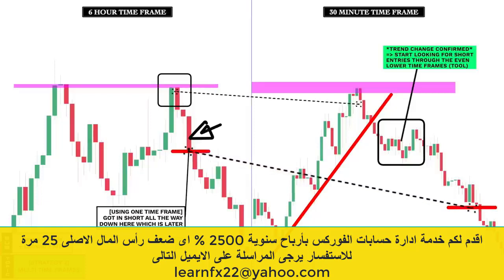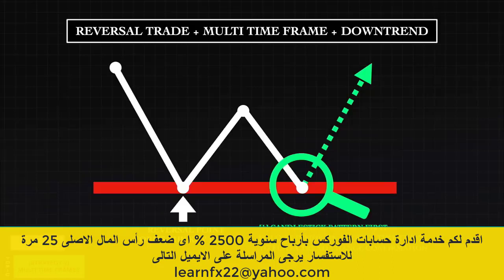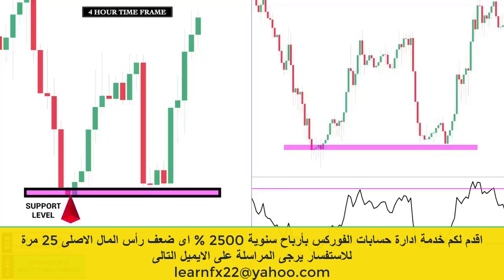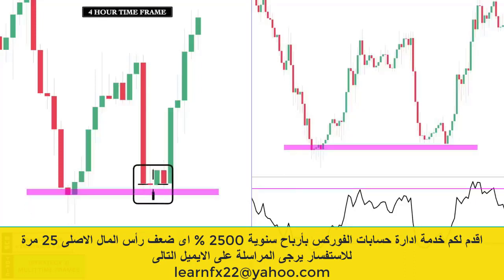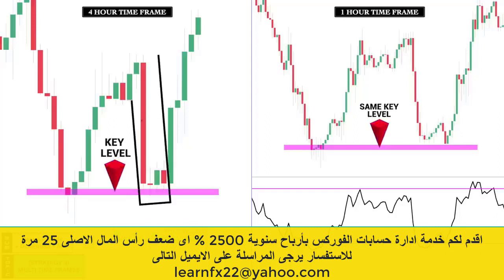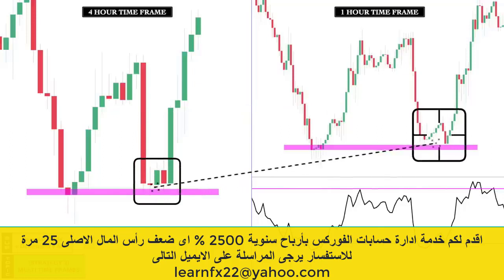So going in the opposite direction, a reversal trade in a downtrend using multi time frames. On the left is the 4-hour time frame. You had your key level of support because of this reversal point. And this is where your reversal trade opportunity long presented itself, and is where you had multiple long wick candles form at the level. Then on the right is the 1-hour time frame that was used for an entry point. Same key level, same pullback. This area here is this same area here.